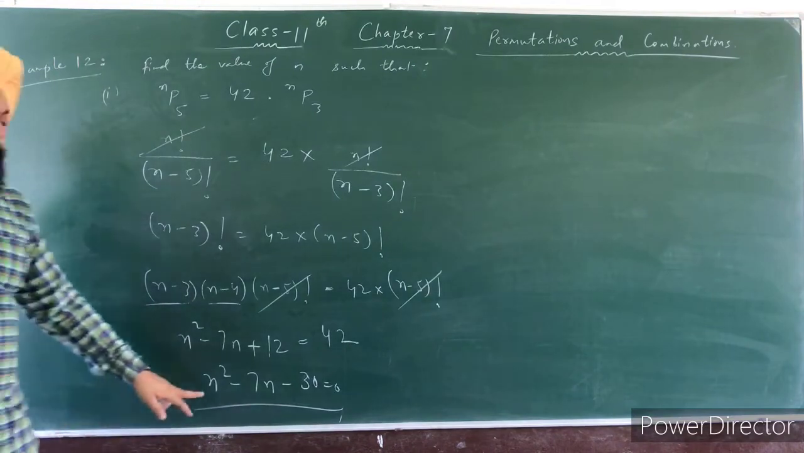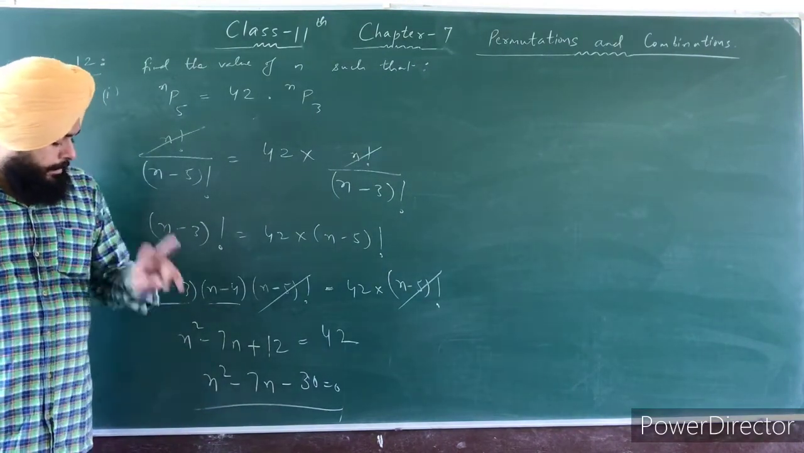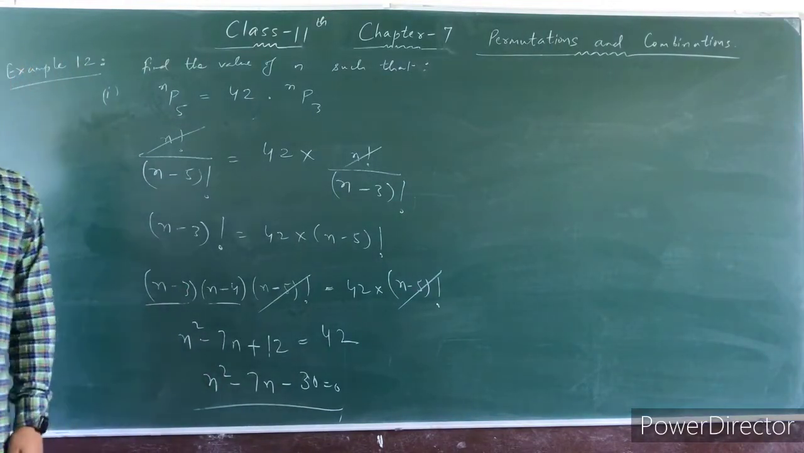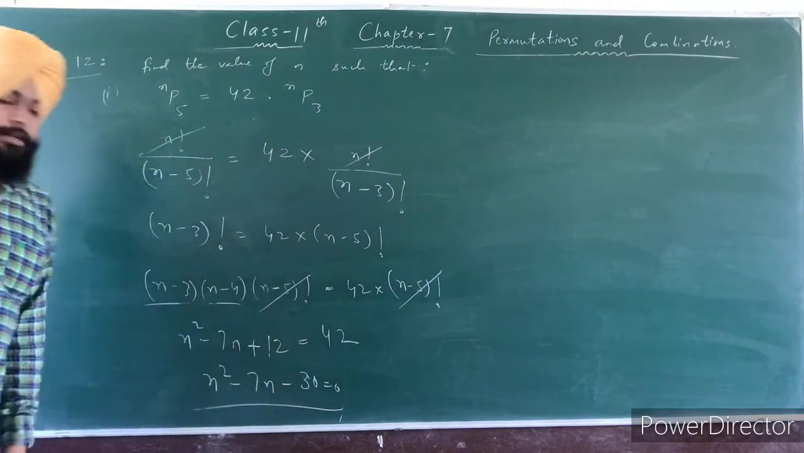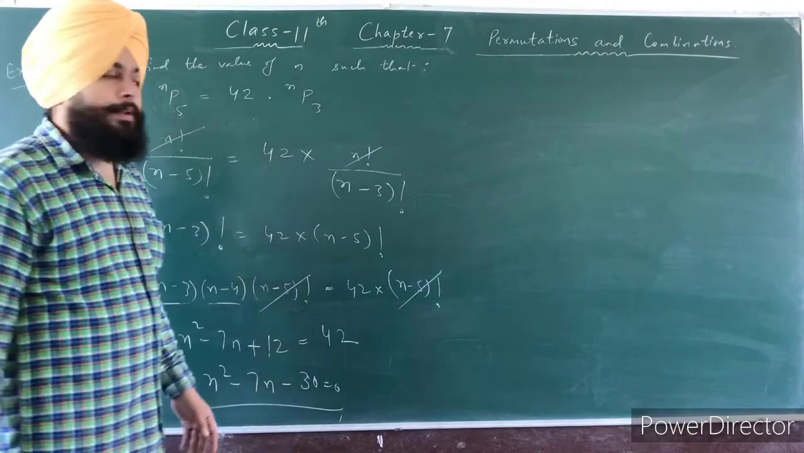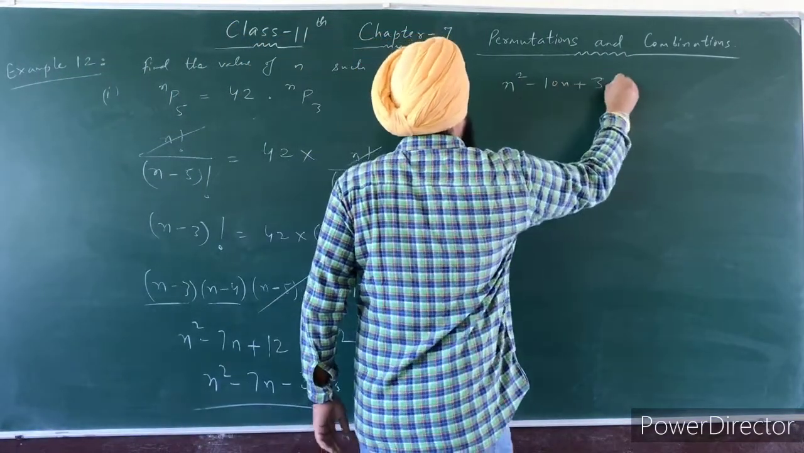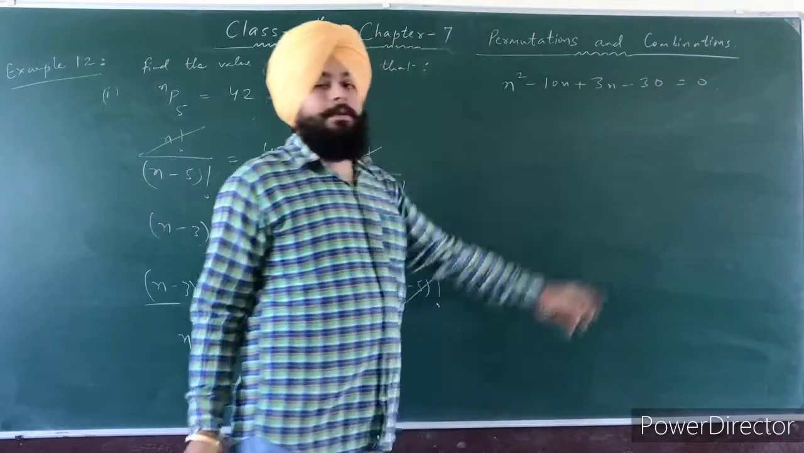Now this is a quadratic equation. You have to find the value of n. We get 2 values for n because here the power of the variable is 2, so there are 2 roots. Now you can find the factors of 30. Factors of 30 are which ones? 3 tens are 30, 10 minus 3 is 7. So you can write here minus 10 plus 3. Factors are minus 10 and plus 3.